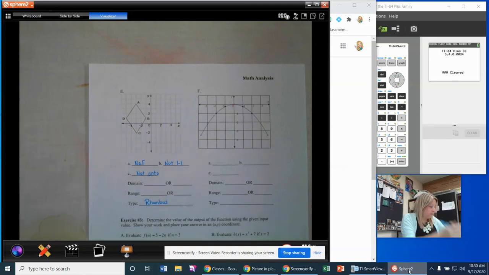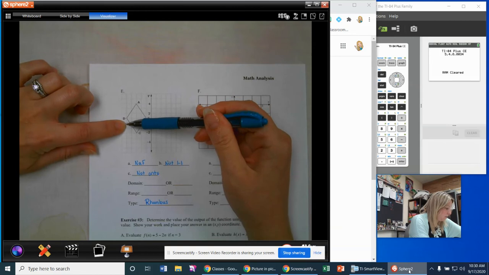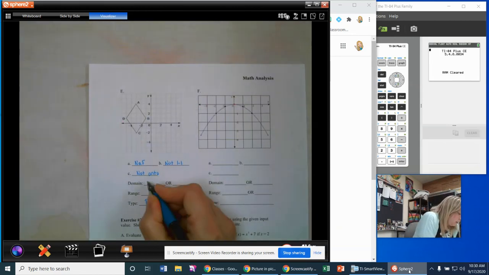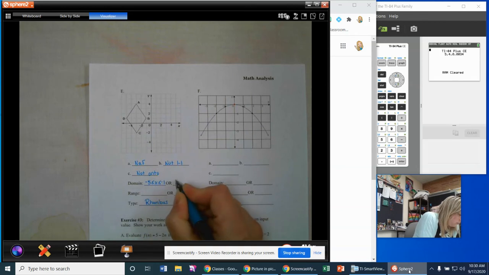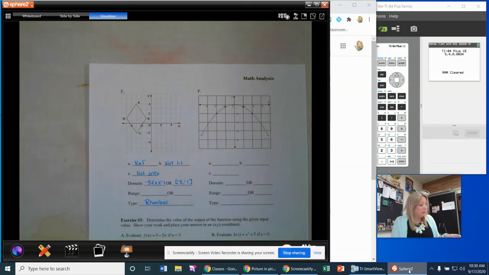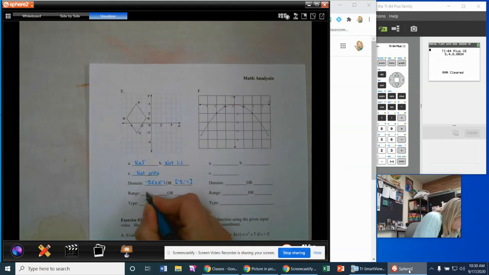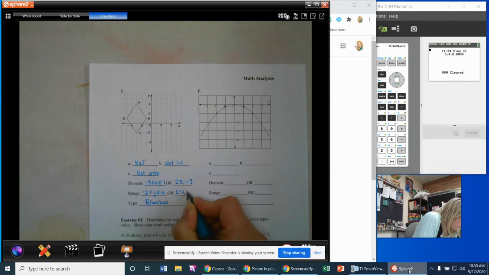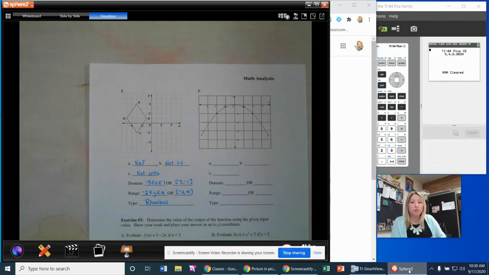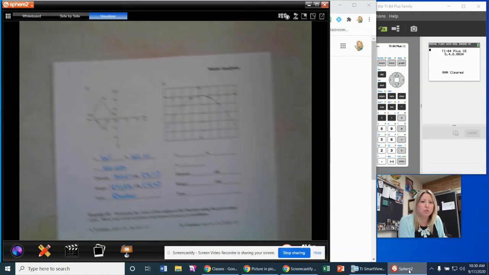All right, what are we between? Looks like we're using -5 all the way to -1. So -5 is less than or equal to x, which is less than or equal to -1. And when you write that as an interval, it's -5, comma, -1 with hard brackets around both. Down to up, so -2 to 4. -2 is less than or equal to y, which is less than or equal to 4. And again, -2, comma, 4, hard brackets around it. Starts to get easy once you've done a couple, right?